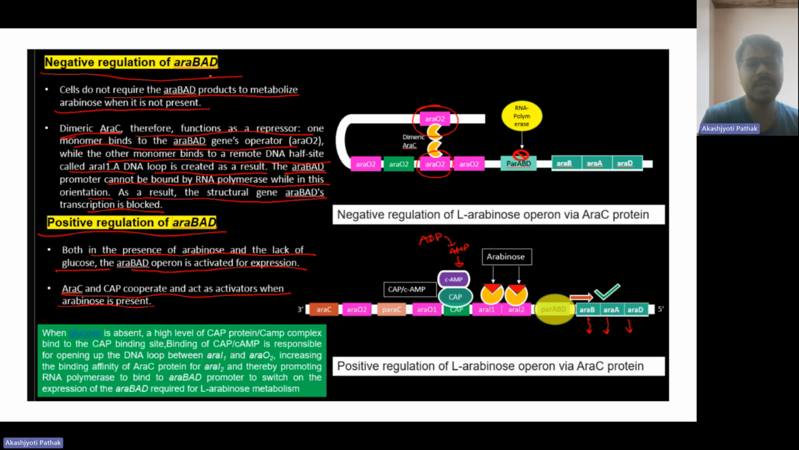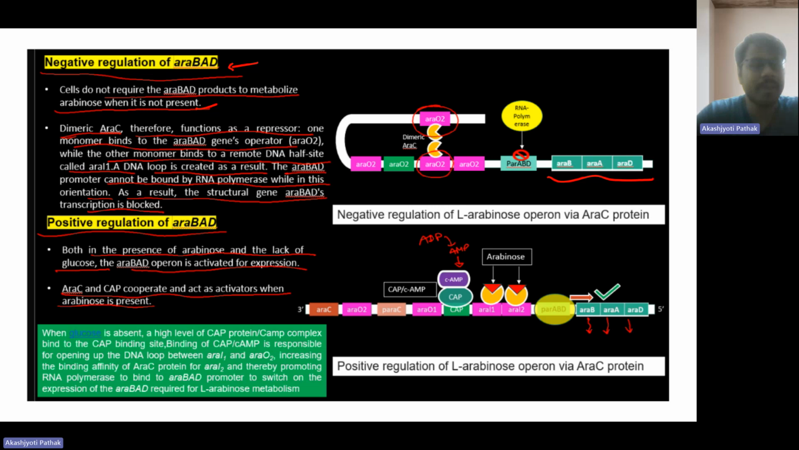So here, there are three structural genes, B, A, D. There is a regulator protein, ARA-C, here. The cells do not require the ARA-BAD products to metabolize arabinose when it is not present. This is actually similar to the lac operon, because in the lac operon, when lactose was not present, the operon remained turned off. Here also, when arabinose is not present, the operon will remain turned off.